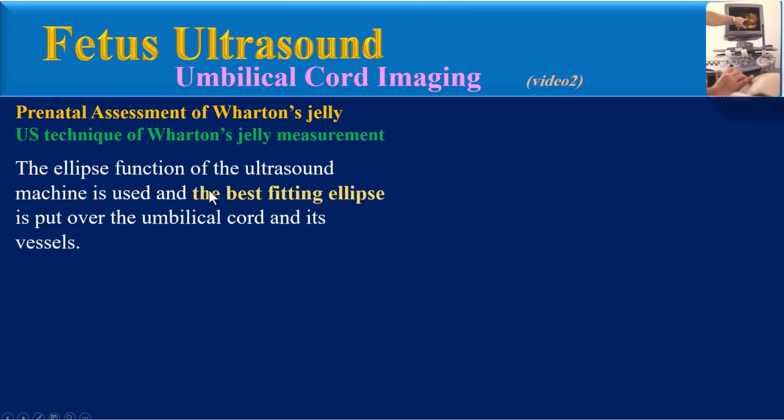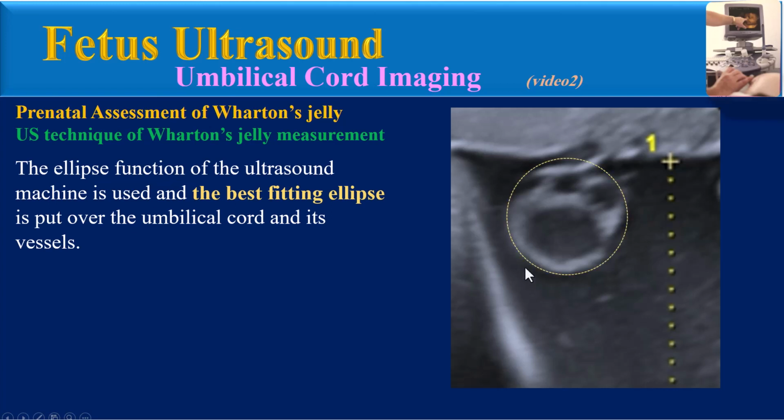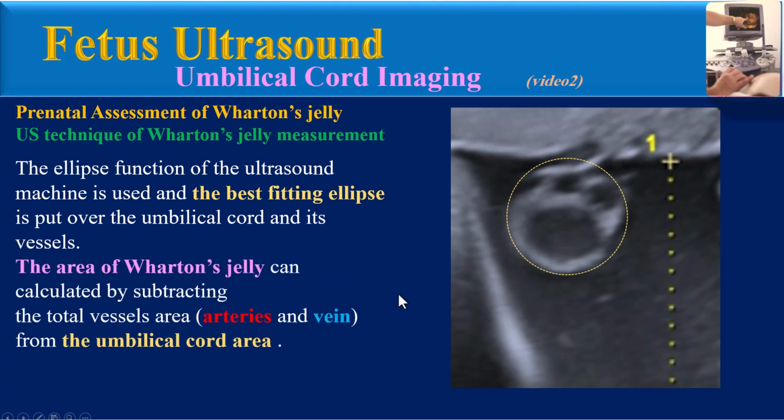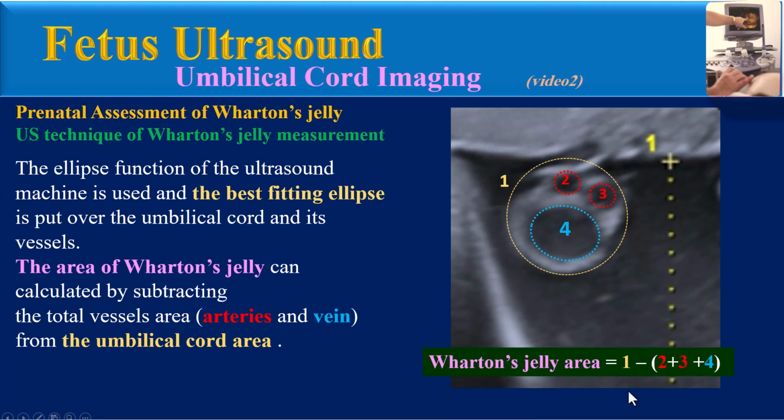The ellipse function of the ultrasound machine is used and the best fitting ellipse is put over the umbilical cord and its vessels. The area of Wharton jelly can be calculated by subtracting the total vessels area, including arteries and vein, from the umbilical cord area. If we number these areas, this is 1, 2, 3, and 4. So Wharton's jelly area equals total umbilical cord area minus the summation of the area of the first umbilical artery plus area of the second umbilical artery and the area of the umbilical vein.